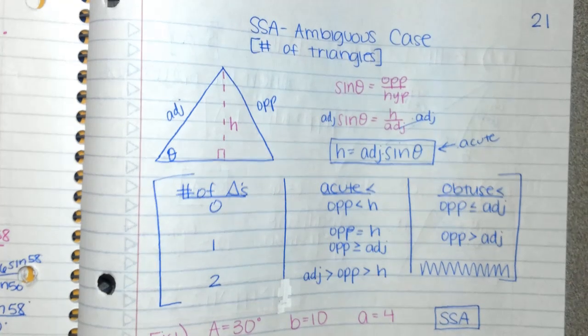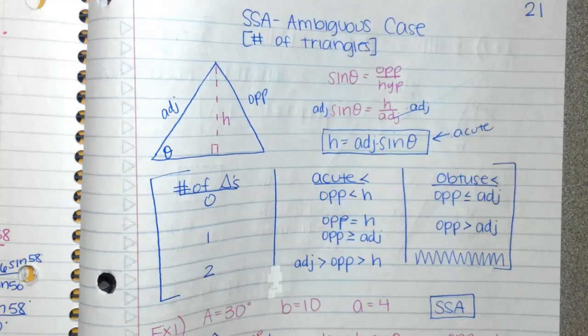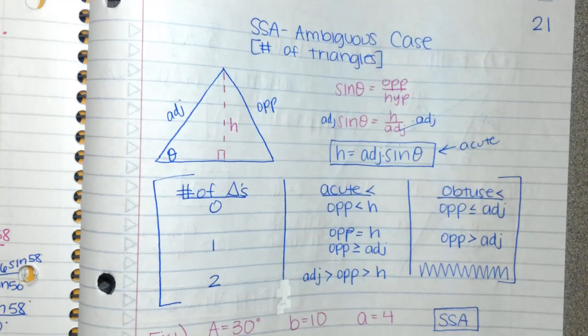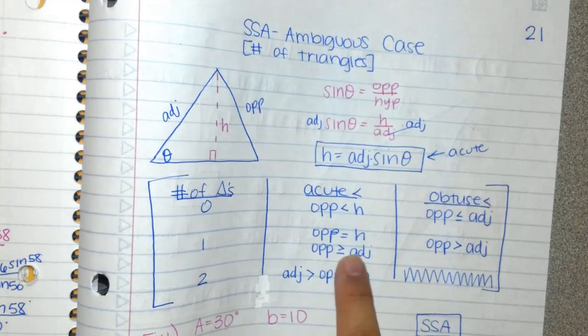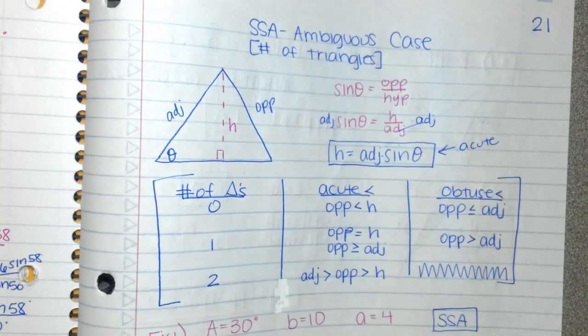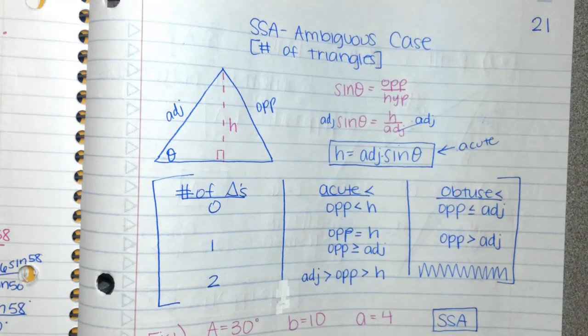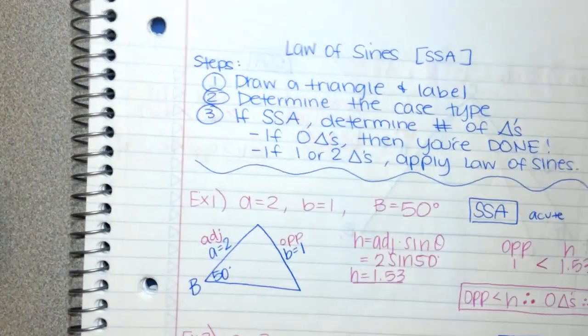First thing I told y'all on Friday to do was check, is your opposite bigger than your adjacent? If your opposite is bigger than your adjacent in an acute triangle, it's 1, you don't have to do anything. If your opposite is not bigger than your adjacent, then you must find the height. And then once you find the height, you figure out how many triangles there are. Okay? That's what we did on Friday.